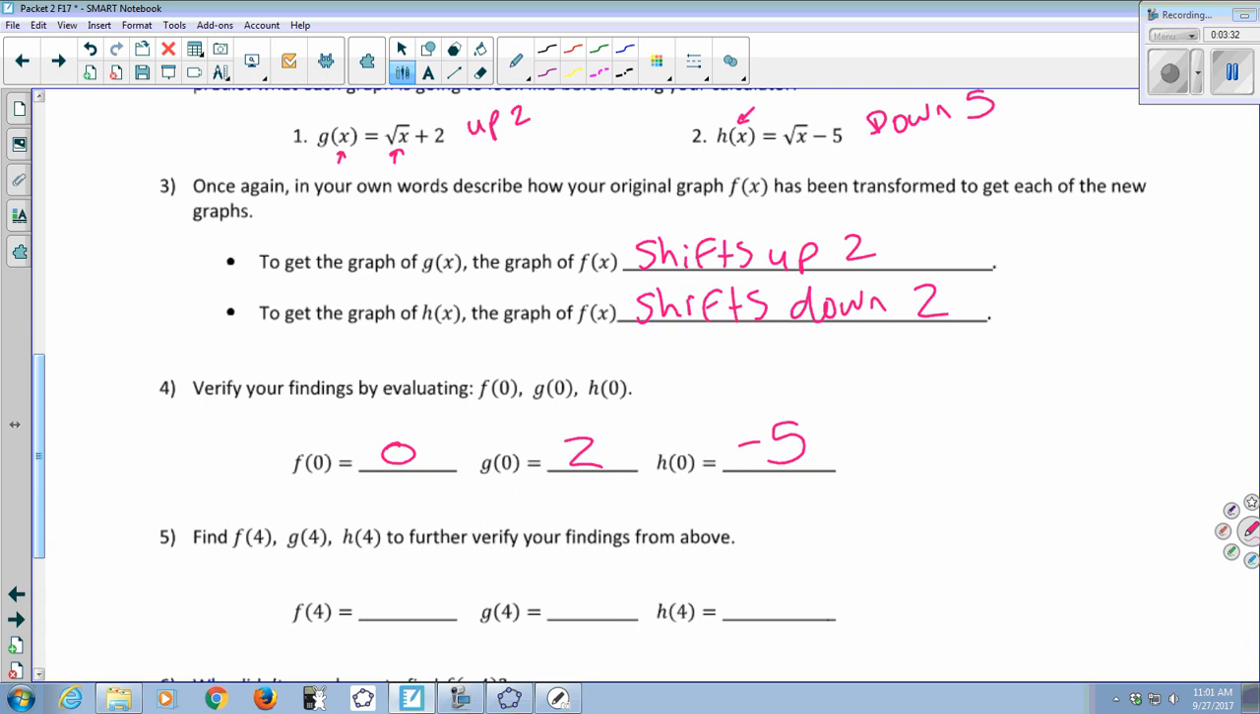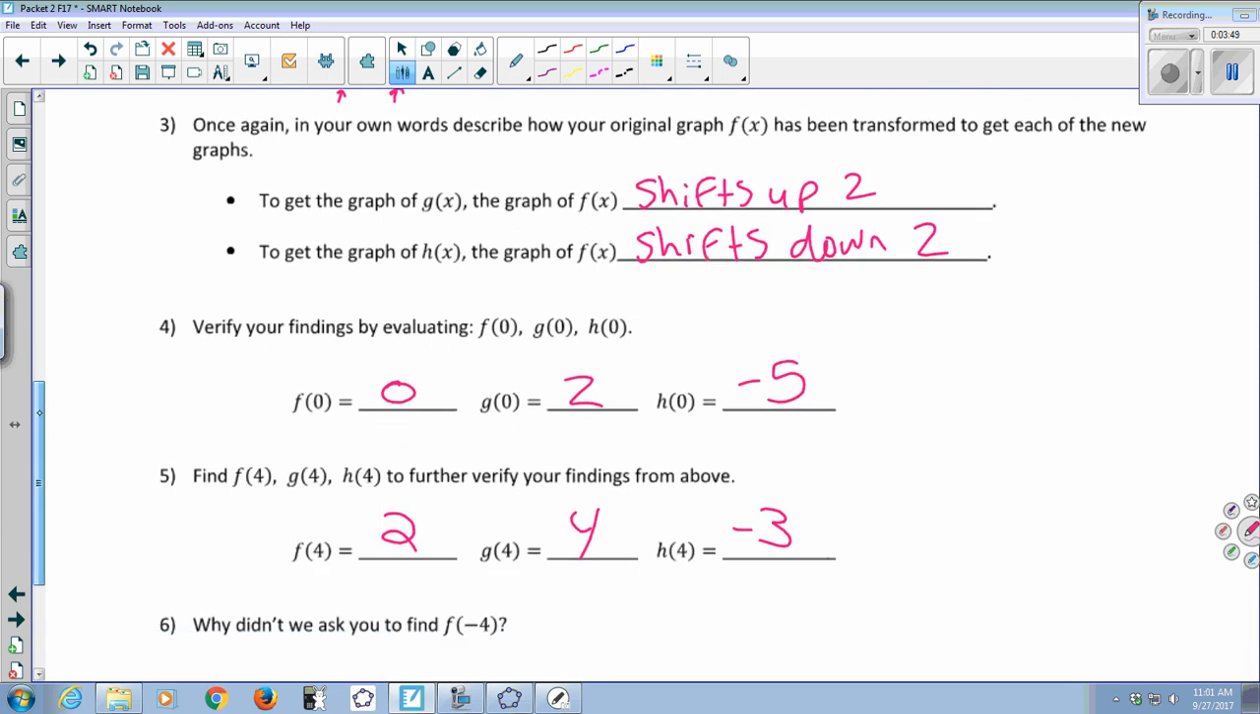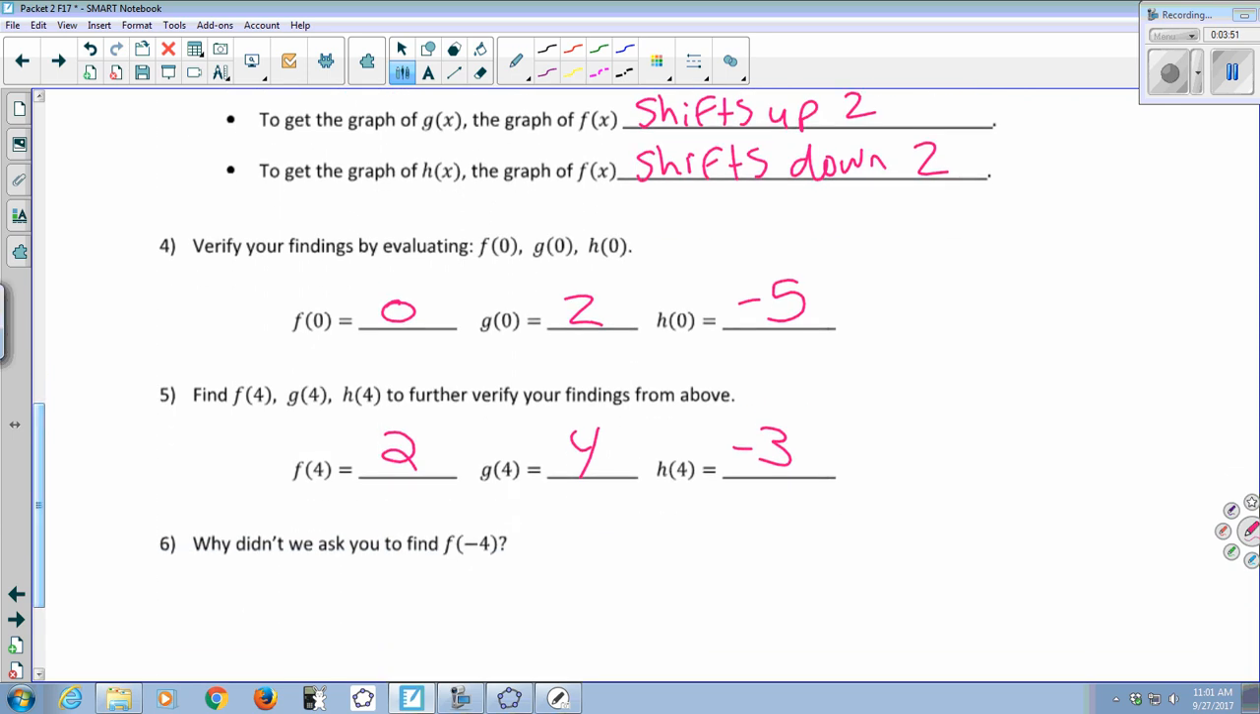One more x value to check, I'm going to do 4. So f of 4, that's the square root of 4, which is 2. G of 4 is the square root of 4 plus 2, so that's 4. And h of 4 is the square root of 4 minus 5, which is 2 minus 5, negative 3. So let's make sure these have the correct relationship. For f and g, you're supposed to be adding 2. The y value should be related by adding 2 to f. And so 2 plus 2 is 4. And f and h are related in that you should be subtracting 5. So 2 minus 5 is negative 3.